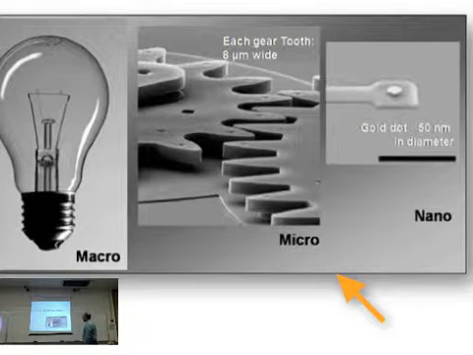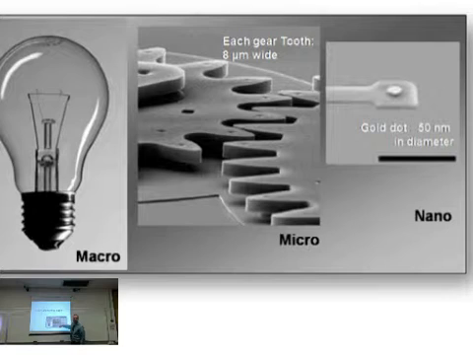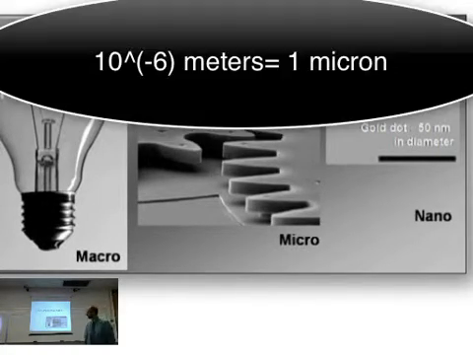It looks like a gear, doesn't it? Okay? Each gear tooth is about 8 microns wide. Okay, so that's micro, microns. 8 microns. Microns, 10 to the minus 6, 8 of them. Okay?